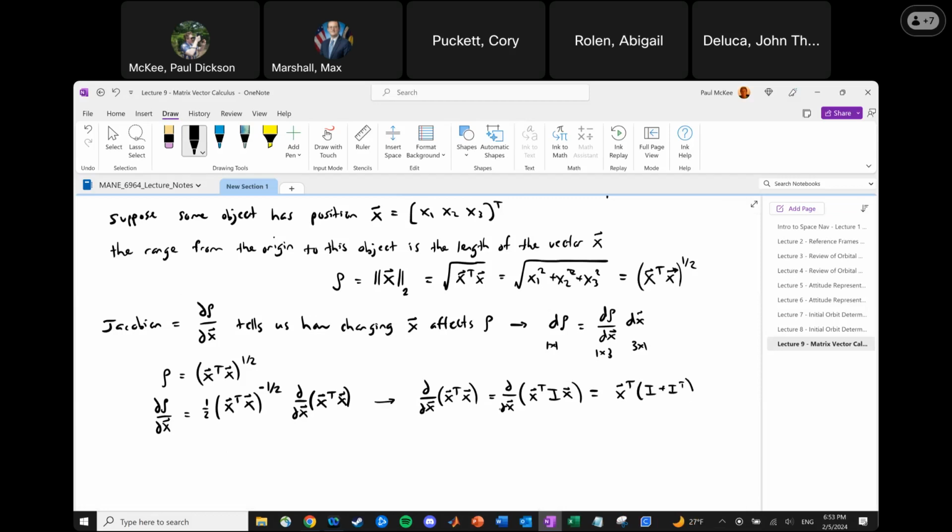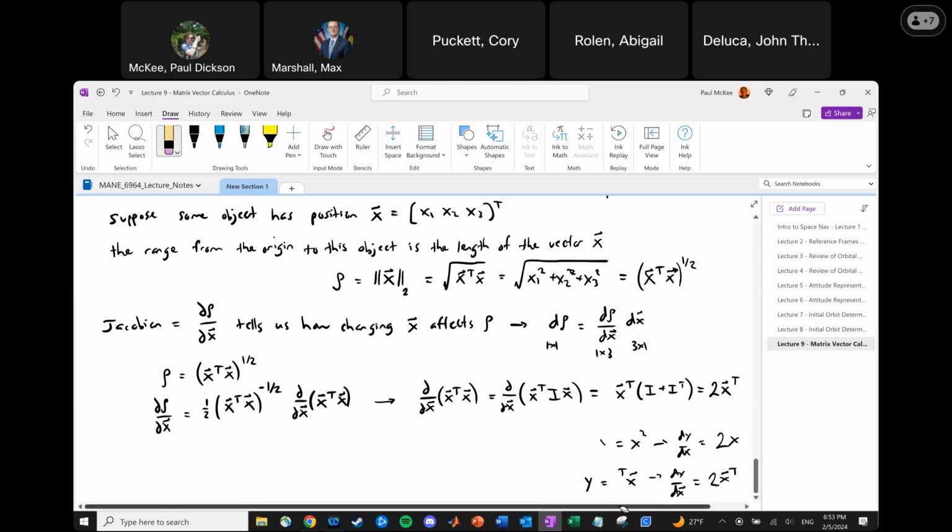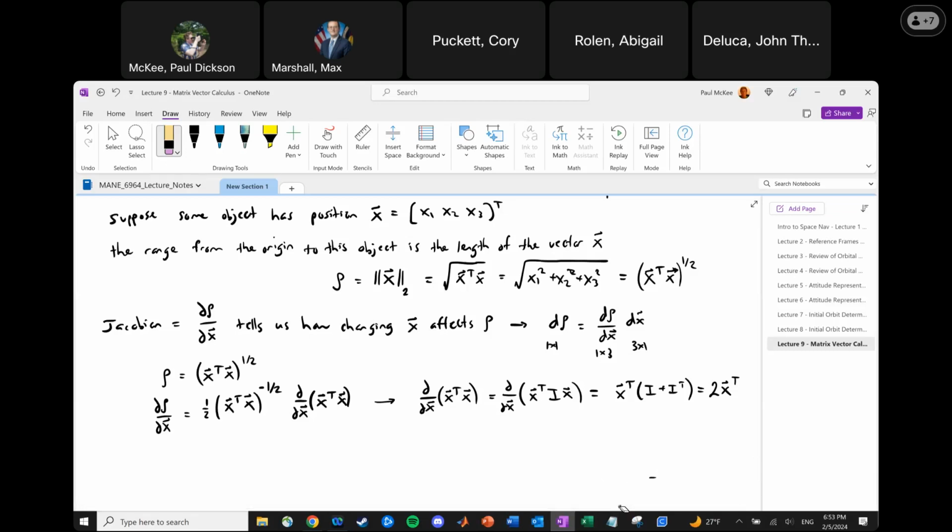But now, if we follow the principle we saw before, wouldn't this just give us x transpose I plus I transpose, which simplifies to just 2x transpose, which makes sense, right? If y is equal to x squared, then dy dx is just 2x. If y is equal to x transpose x, then dy dx is just 2x transpose. So you're kind of dropping the x from the equation, right? So let's round this out because we're almost done with this example here.